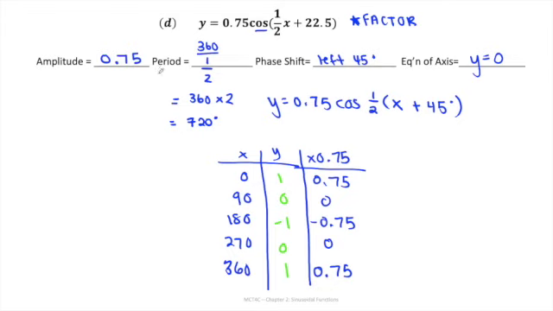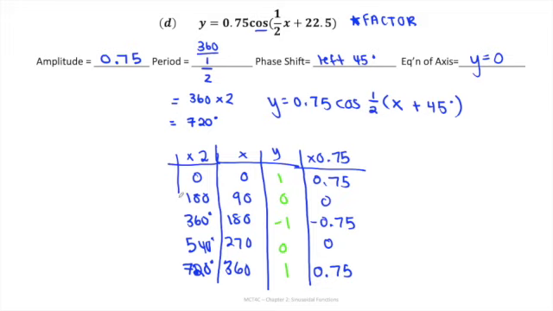Okay, our period is affecting our x-axis. So we're going to actually have to multiply each of these by 2. So 0, 180, 360, 540, 720. Remember, when you do that, it should match. You've got your period with 720, 0 to 720. All those points should fit in between that. And then because we're moving left 45 degrees, we're going to have to subtract 45 from our x's as well.